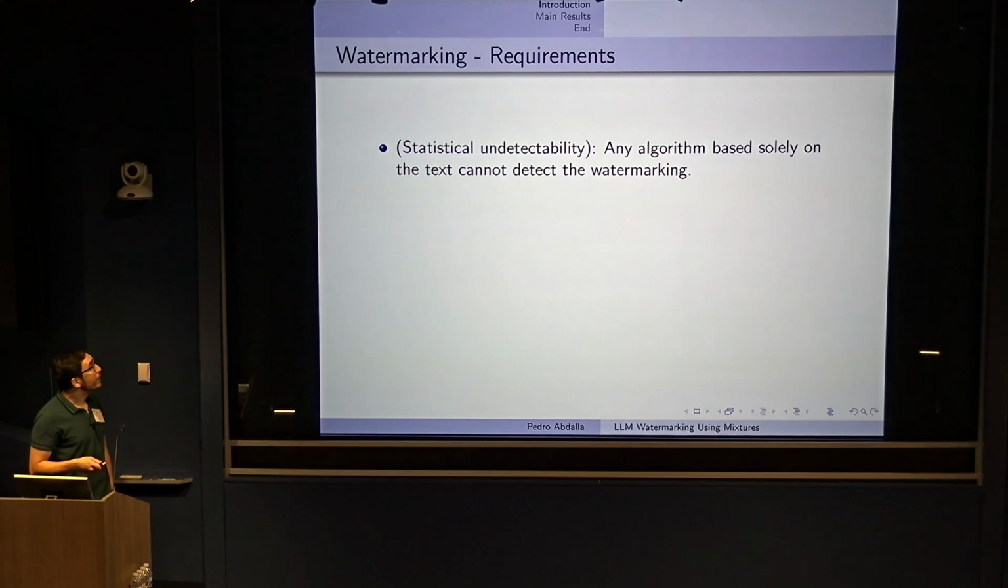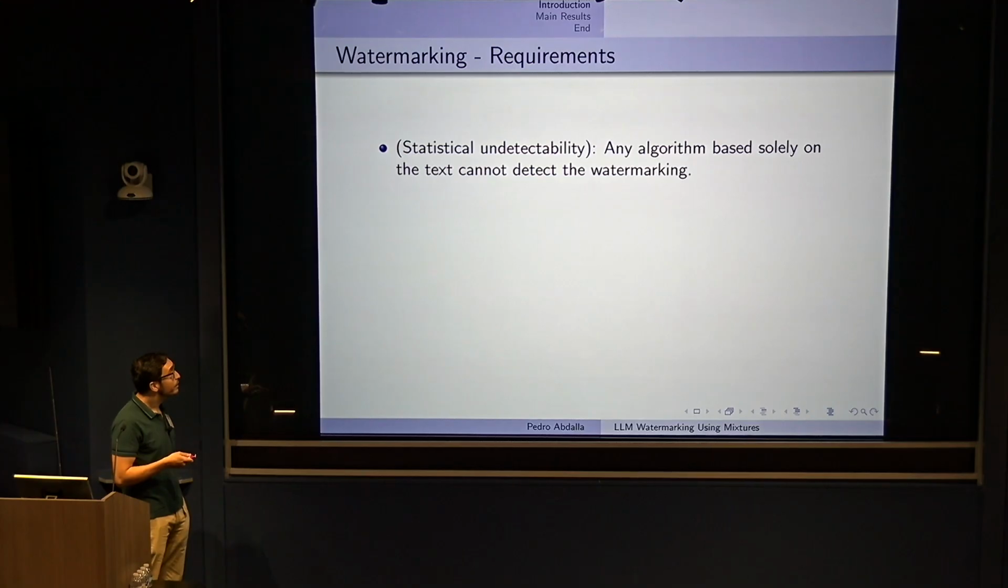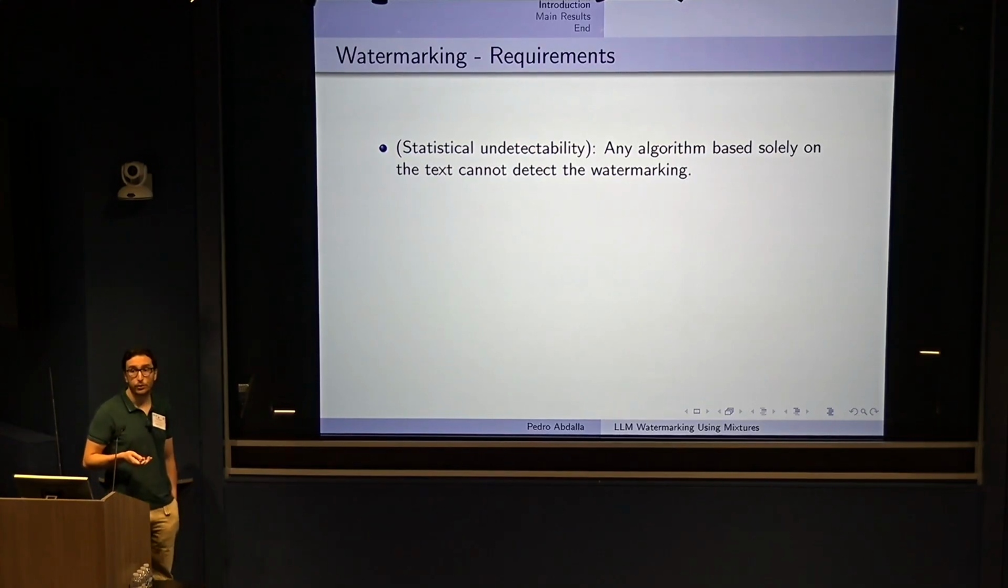So let's focus first on the basic requirements of watermarking. We first want it to be statistically undetectable. Any algorithm relying solely on the text cannot see the watermark. So it should not be visible in your text directly.